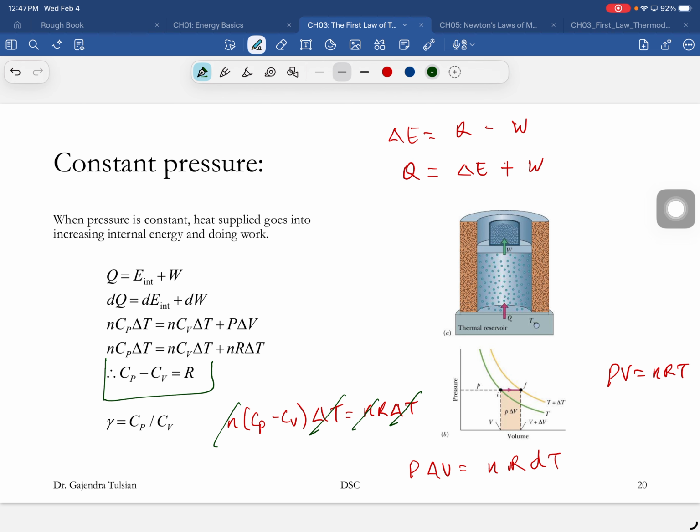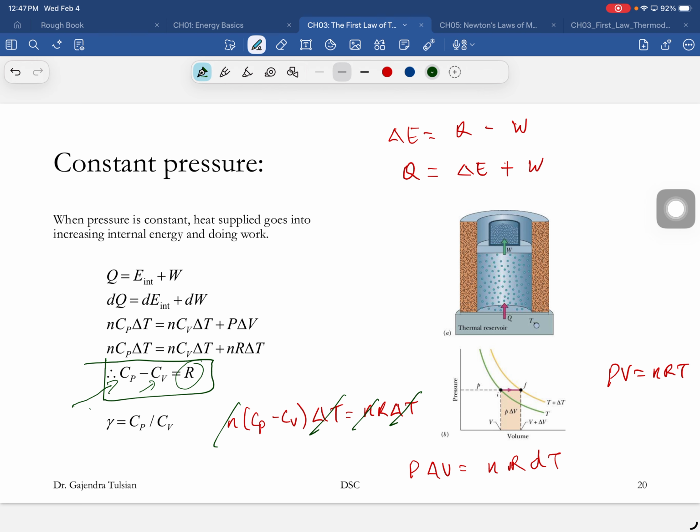So Cp minus Cv is equal to R. For any ideal gas, the molar specific heat at constant pressure is greater than the molar specific heat at constant volume by R.